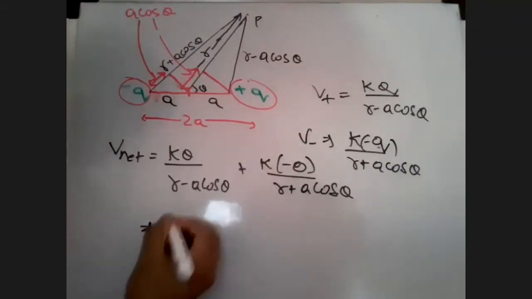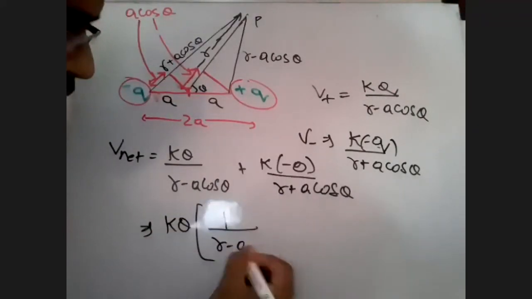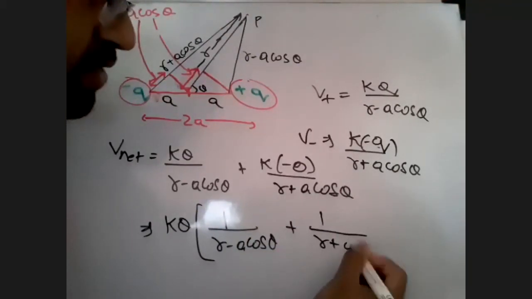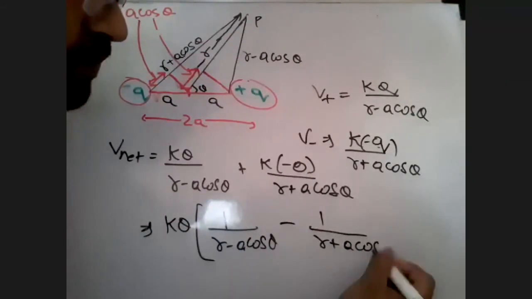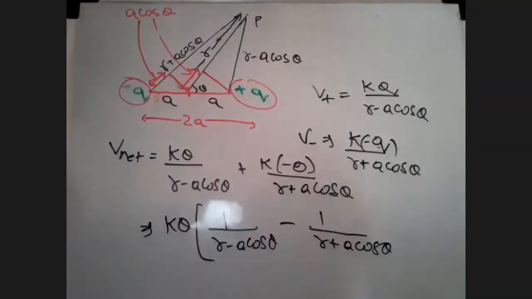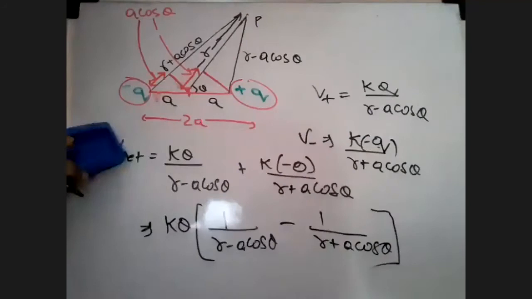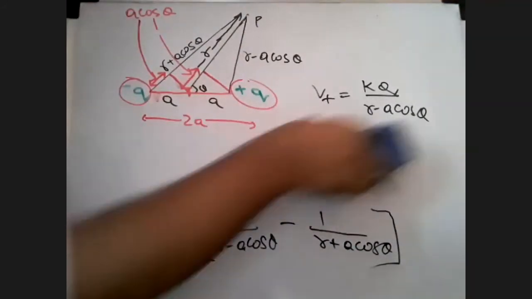Now, what am I going to get? I can take KQ out. If I take out KQ, I get 1 upon R minus A cos theta, minus 1 upon R plus A cos theta. This minus I have taken out. If I got this much, tell me the LCM. This is where I had made the mistake last time. What is the LCM going to be? R square minus A square cos square theta.